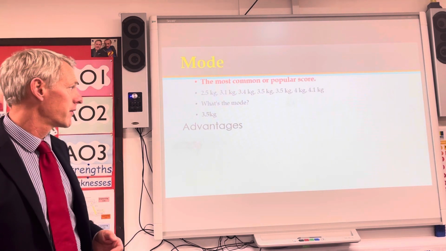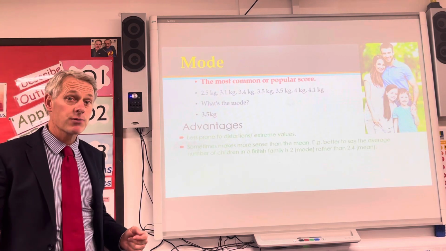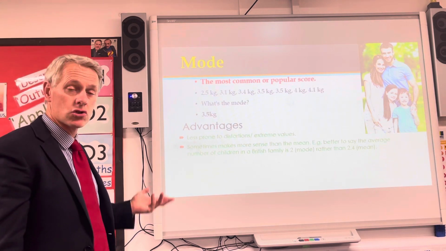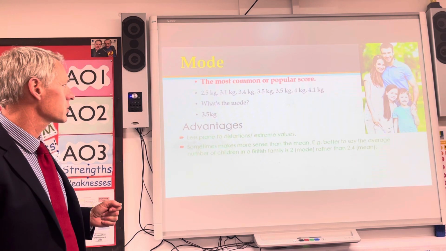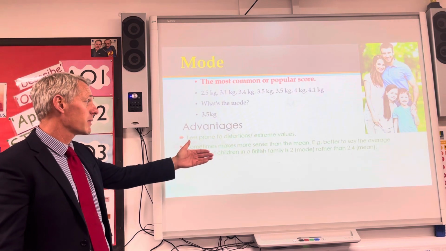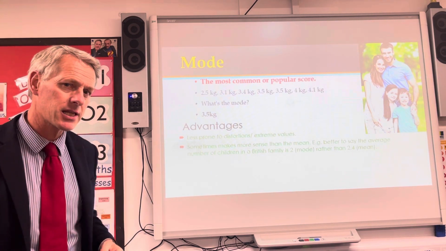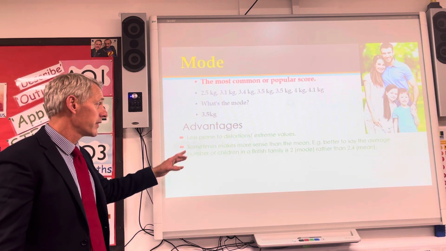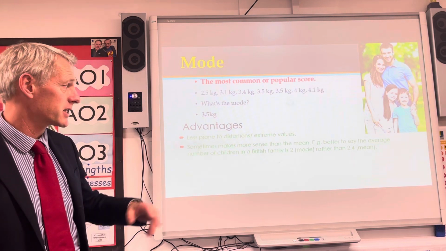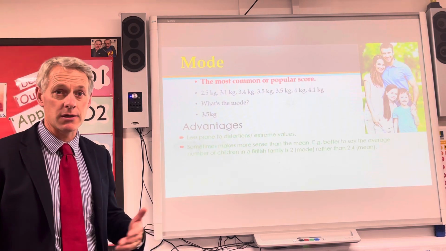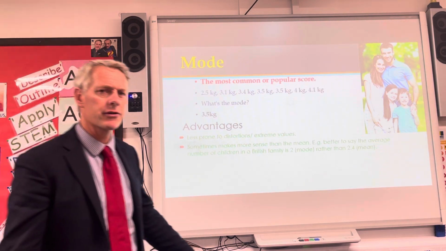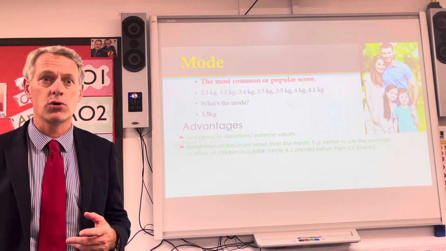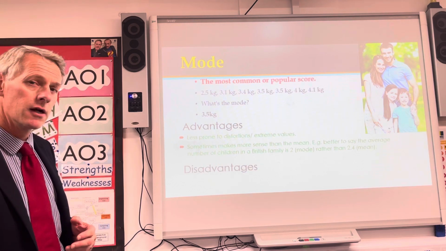The advantages of the mode. It's less prone to extreme or distorting values. Sometimes it makes more sense than the mean. Let's go back to that kind of people thing, splitting people up. For example, it's better to say the average number of children in a British family is 2 as a modal value, rather than 2.4 as a mean, because we know that we can't get 0.4 of a person.